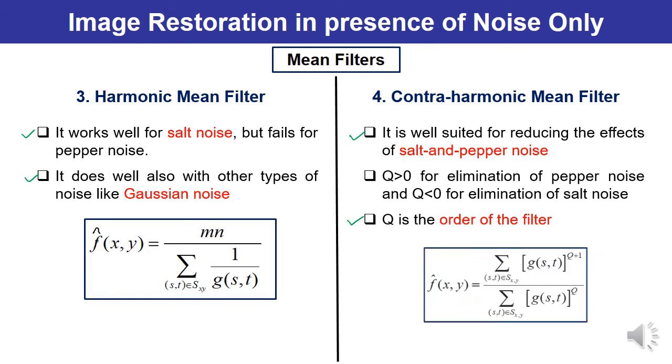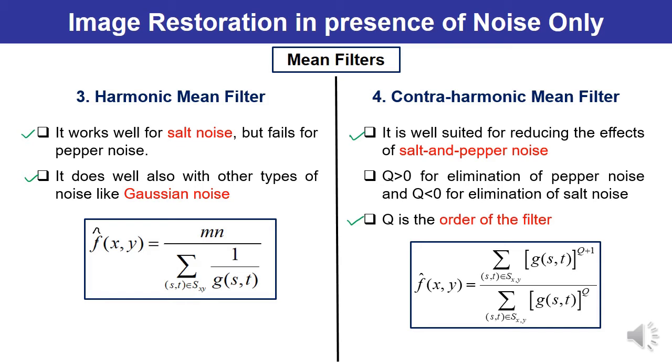It is represented in this form, the ratio of the sum of all the terms g(s,t) to the power Q plus 1 upon g(s,t) to the power Q. As I have told you, Q is the order of the filter. If the value of Q is positive, meaning greater than 0, it is used for the elimination of pepper noise. But in case the value of Q is less than 0, meaning negative, it is used to eliminate the salt noise. So depending upon the requirement, this type of filter can be designed and utilized.